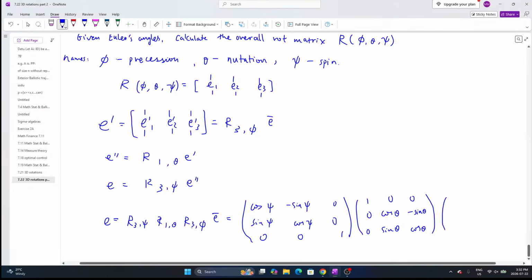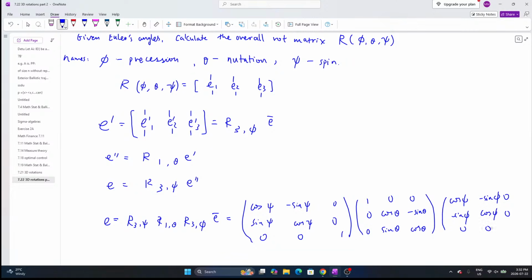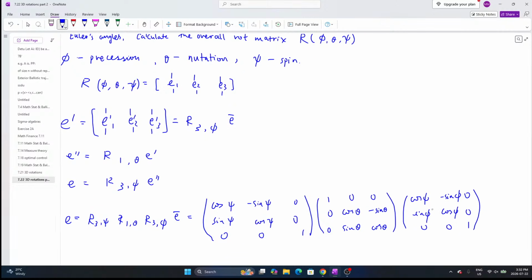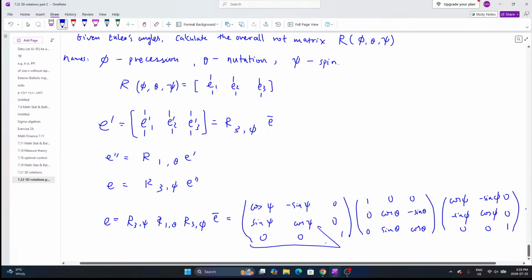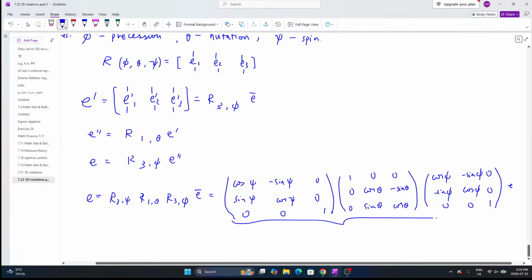Okay, and the last one about axis 3, which we already did earlier. It's the same format, so you get cosine of phi, sine of phi, minus sine of phi, 0, sine of phi, cosine of phi, 0, 0, 0, 1. Okay, and then times E. So together, this is the rotation matrix for the Euler's angle. That would be it. Okay, that's the answer here.